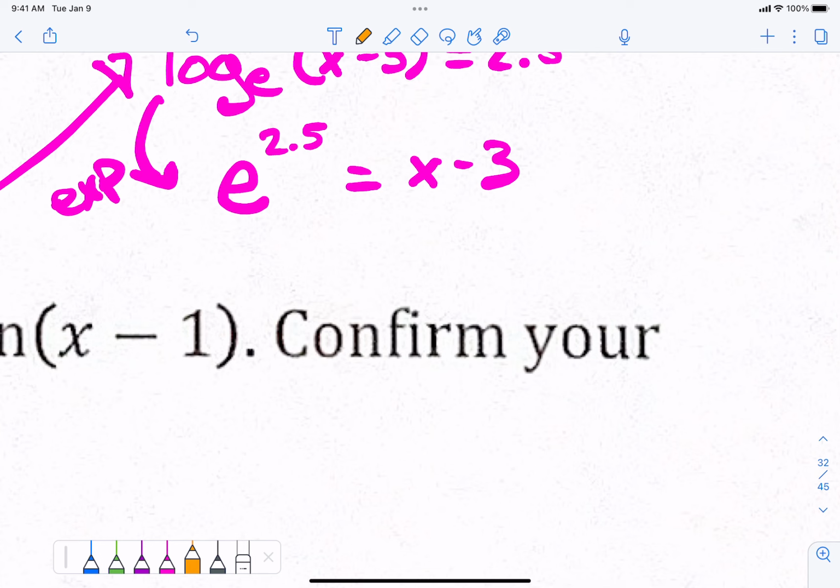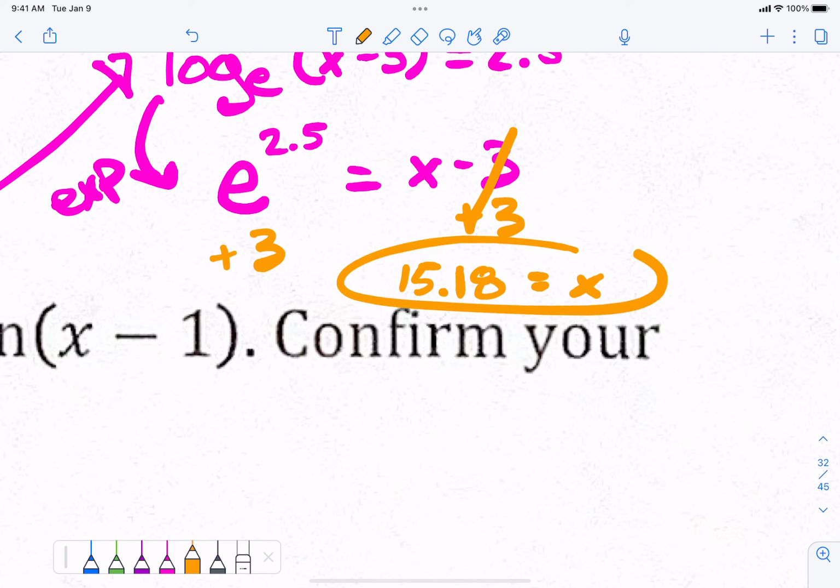Now, if we're trying to solve for x, we add 3. So take e to the 2.5 power in your calculator and add 3 to it. What'd you get? 15.18. Add 3. That's all you have to do. No FOILing involved. Got it? On to the last one.